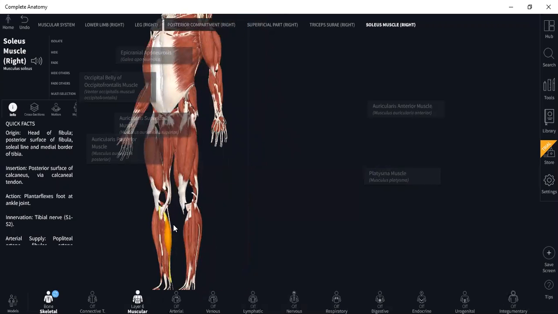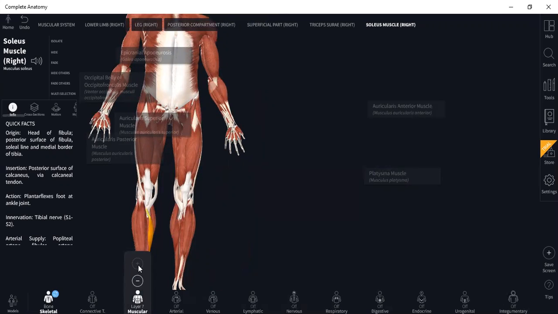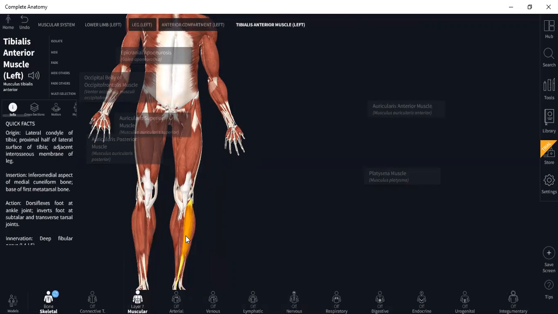We go back to the front side. We have tibialis anterior. Tibialis anterior is involved in dorsiflexion, pulling those toes up. It runs right alongside of the tibia. So tibialis anterior is involved in dorsiflexion.